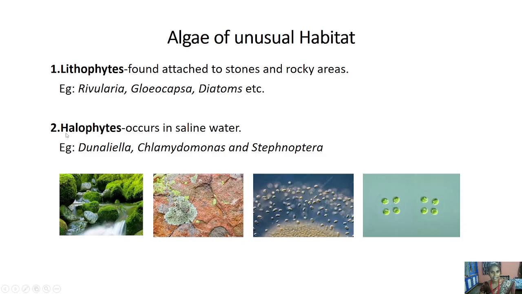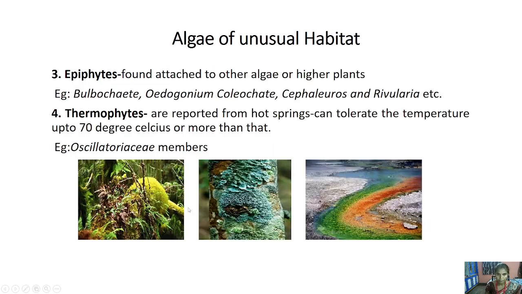And the second category under unusual habitat is halophytes. As the name itself indicates, halophytes are a group of algae which occur in saline water or more salt-concentrated water. Examples for such type are Dunaliella, Chlamydomonas, and Stephanoptera. So here we can see Dunaliella, which is a halophyte, and lithophytes are the algae which are growing on stone as well as rock.